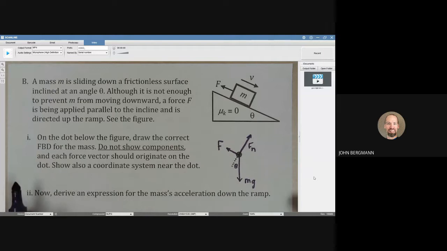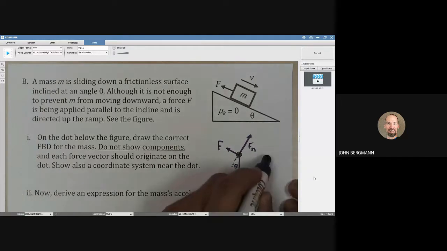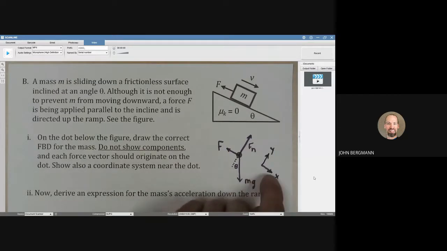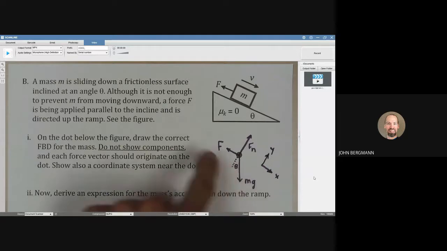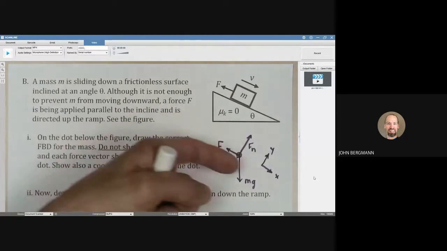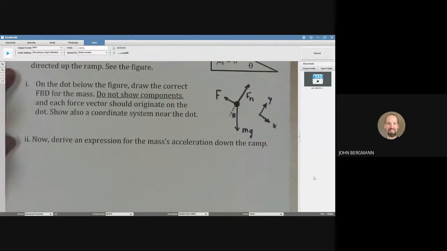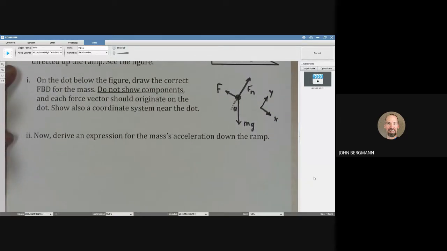And we also want to show a coordinate system in here. The coordinate system, it says, has to be directed in the same direction as the acceleration. So I'm going to call that the x direction. And I'm directing it this way because we're told that it's moving in this direction. It's sliding down a frictionless surface. Let's derive an expression for the mass's acceleration.